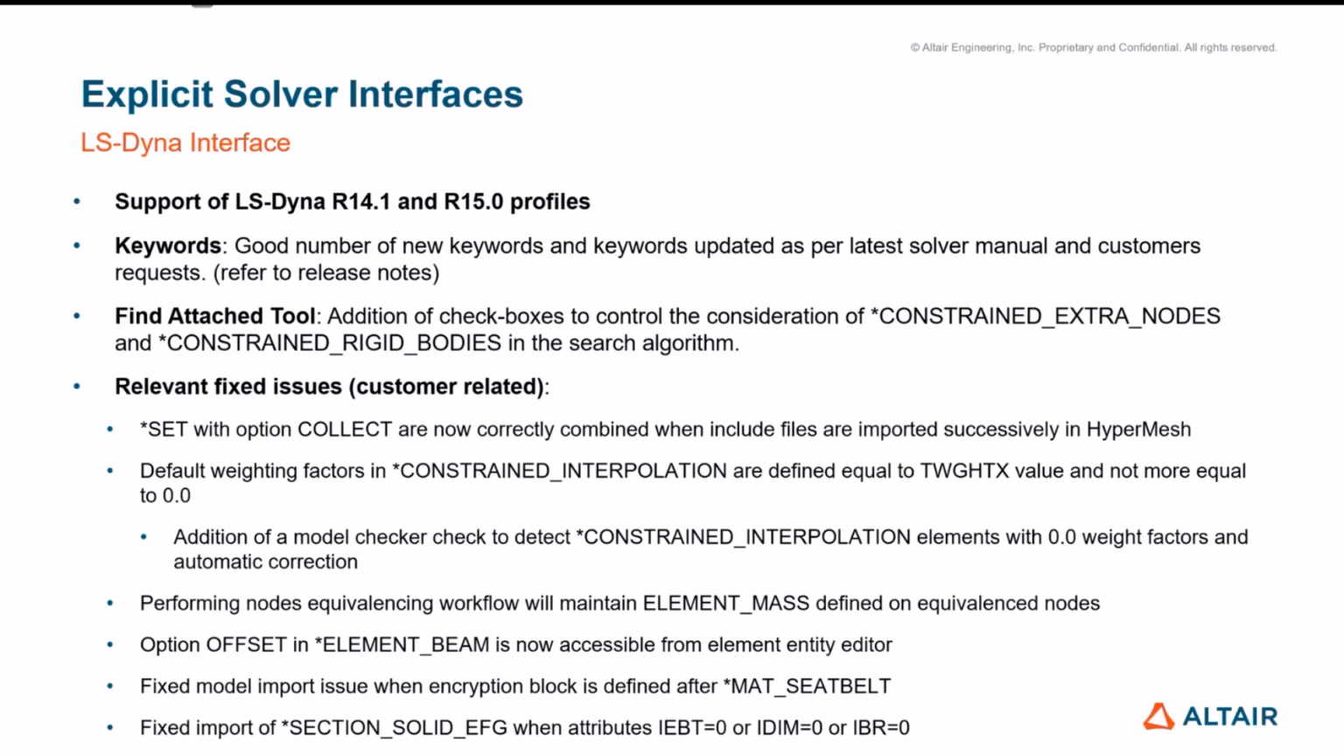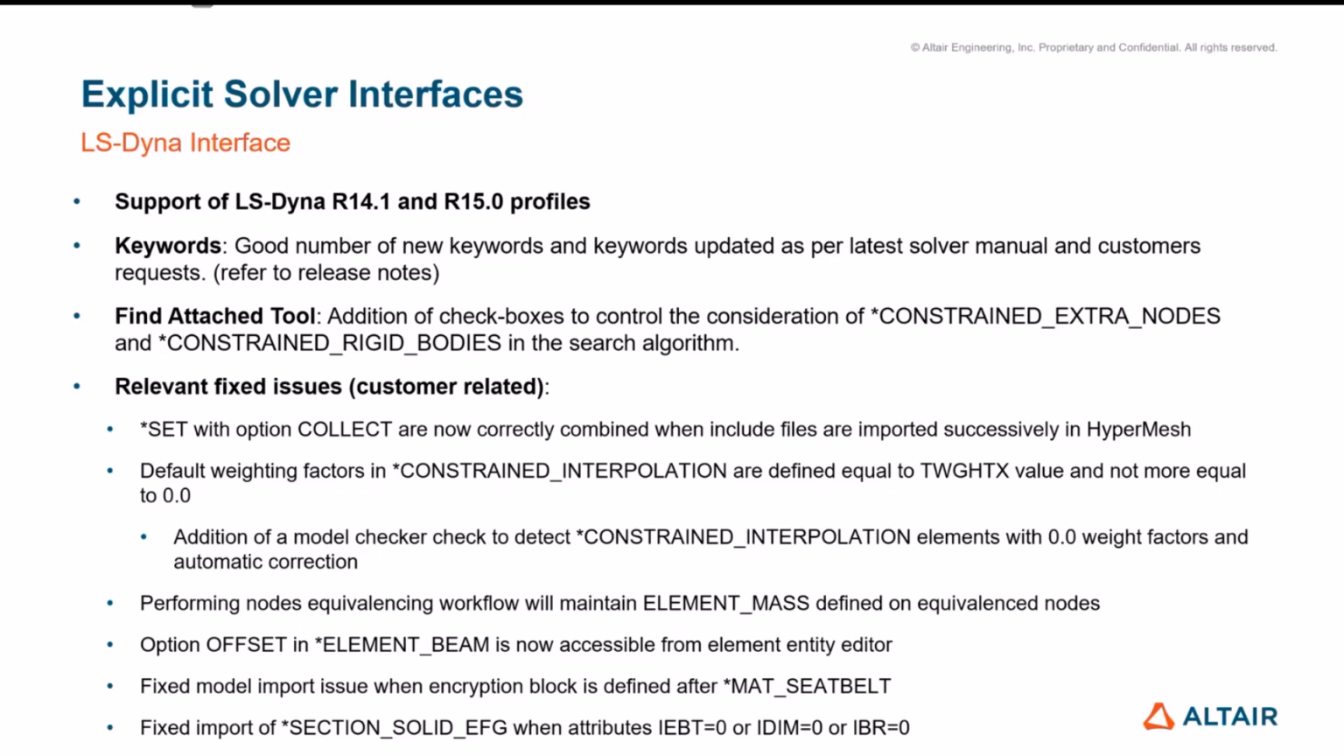The first one was quite important, related to the set collect handling. Basically in HyperMesh, we were handling those sets correctly when we were loading the model at once. But when the user was importing the include files, for instance, one after the other, the logic was not implemented to reconcile and group together the collect sets as they should be. So this has been corrected and now it's behaving as expected.